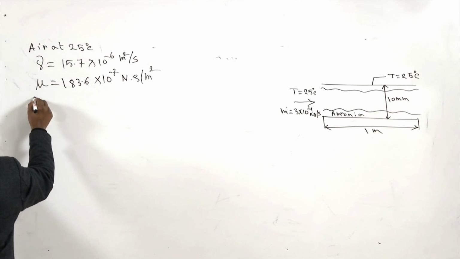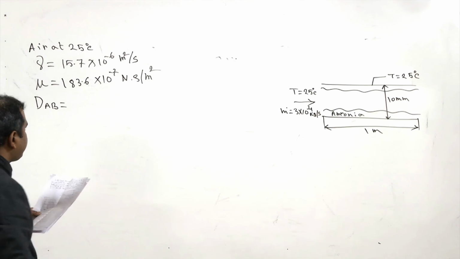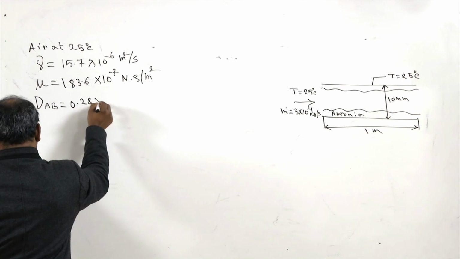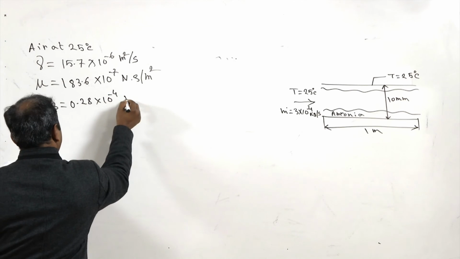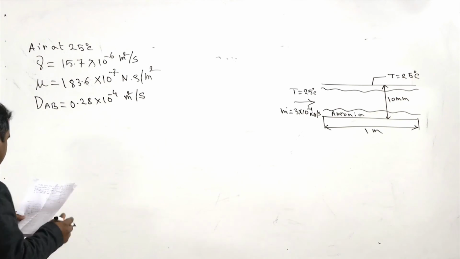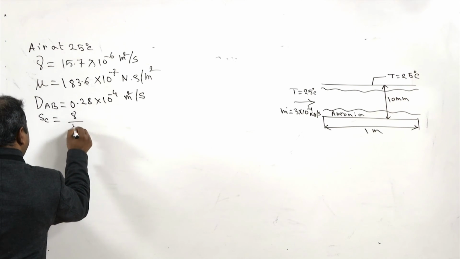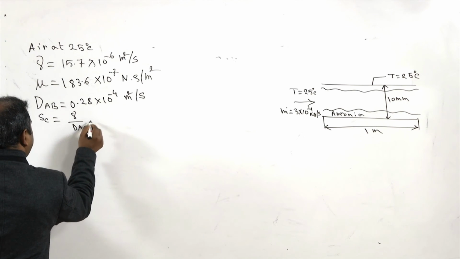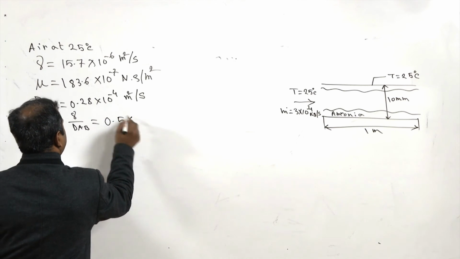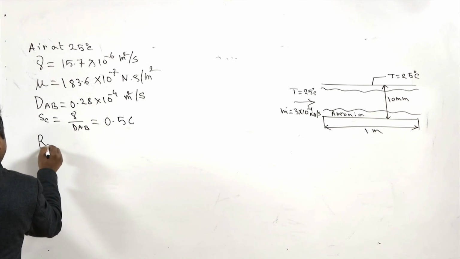We require the diffusivity, which you can find from the property table of air at 25 degrees. This becomes 0.28 into 10 to the power minus 4 meter square per second. The unit of diffusivity is meter square per second, as we have seen earlier. The Schmidt number is nu by DAB, so once we get nu and DAB, we can get the ratio. It becomes 0.56.